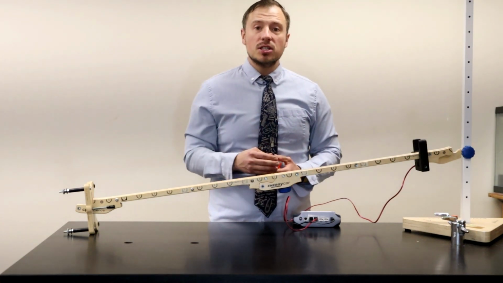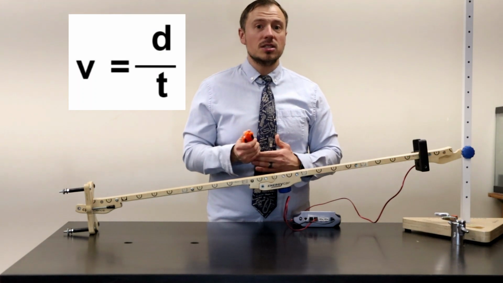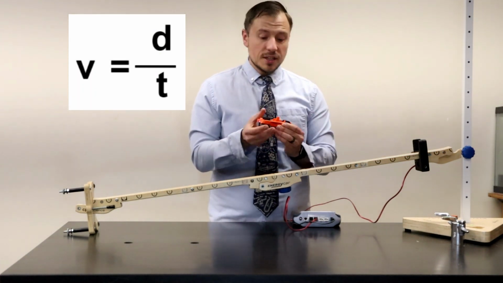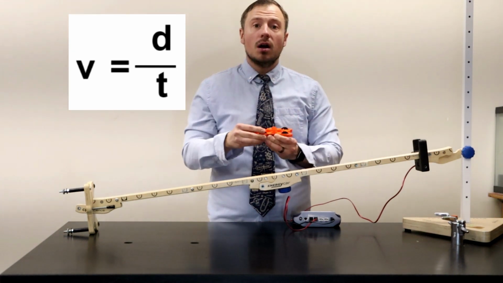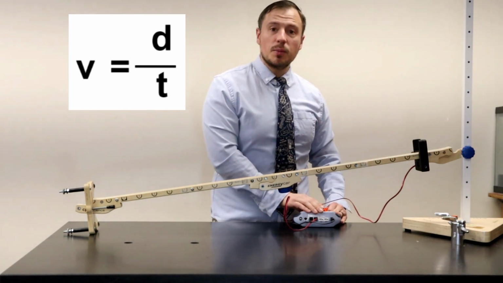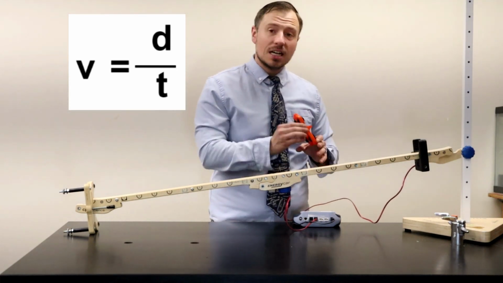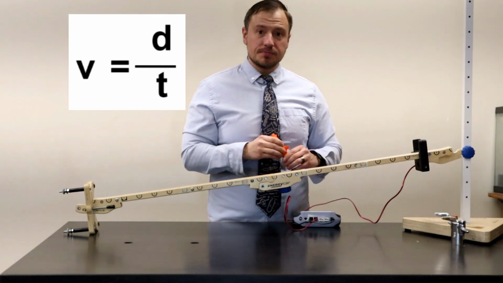So using the equation to calculate velocity, which looks very similar to the equation to calculate speed, we know the distance is going to be 1 centimeter, or 0.01 meters, and using that time we'll be able to calculate how fast this object or this car is traveling at that spot.